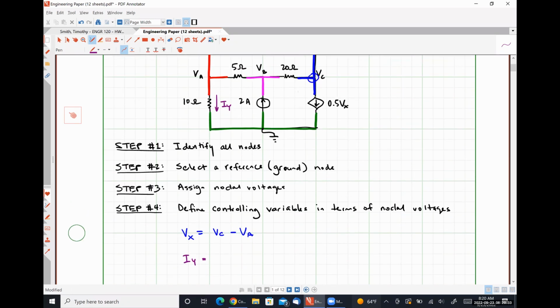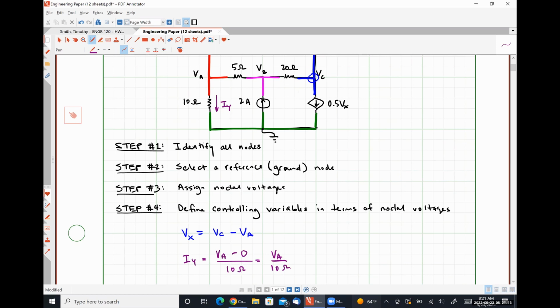Well, if we look at the direction of IY, and we know that our resistor needs to be absorbing current, the positive polarity terminal is what? Is it node A or ground? Positive polarity terminal would be associated with node A. So that would look like VA. Where's the negative polarity terminal for that 10 ohm resistor? Ground. So VA minus 0 divided by the resistor value. And when you're more comfortable, you can literally just call this VA over 10 ohms.